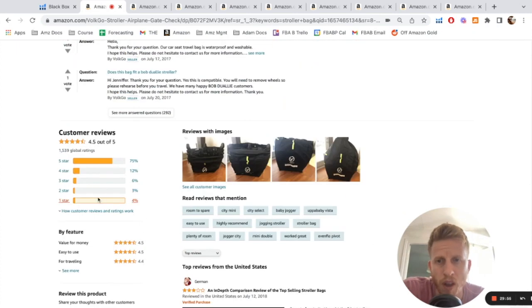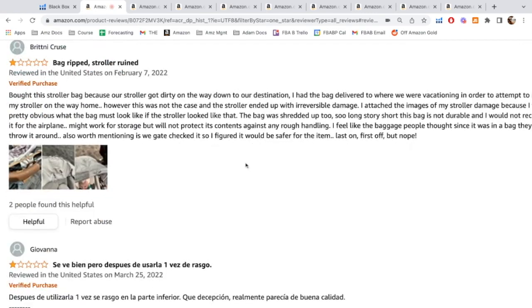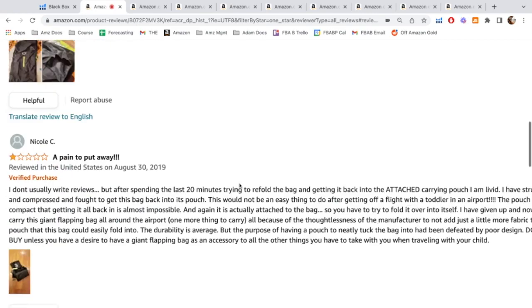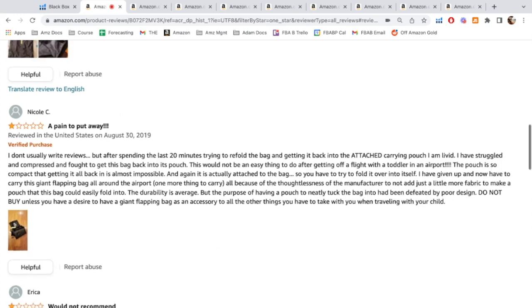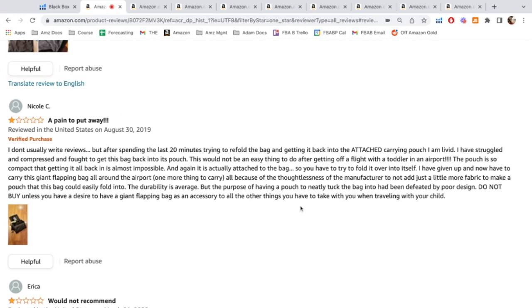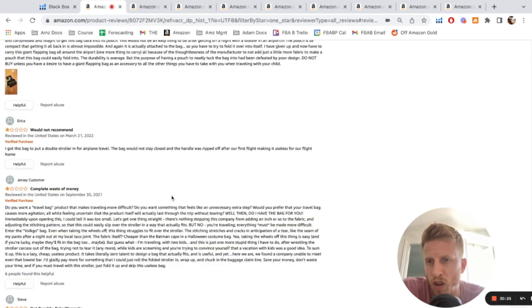So let's have 4.5. What I would be thinking again: bag ripped, stroller ruined, it ripped after using it once, pain to put away, you can't get it in the carrying pouch. That's actually a really good pain point if you think about it. Like when you buy these sleeping bag things and they come with a tiny pouch and you can't get them back in. If that comes up a lot, that could be something you could try and address.